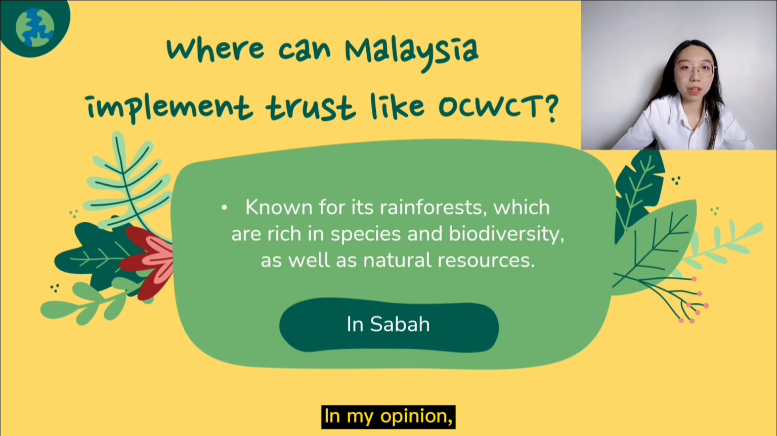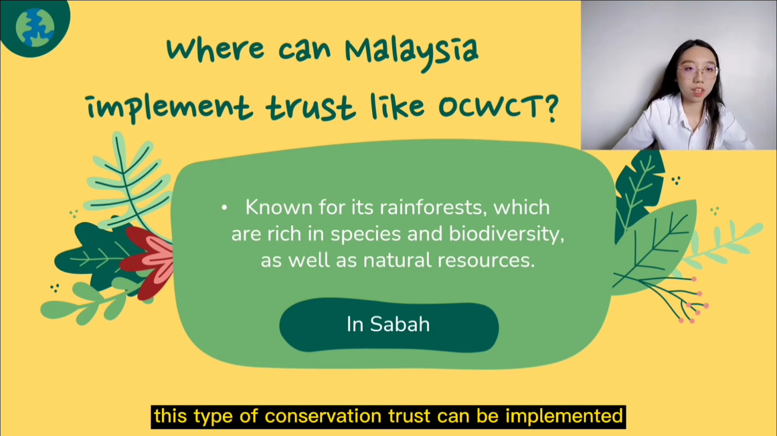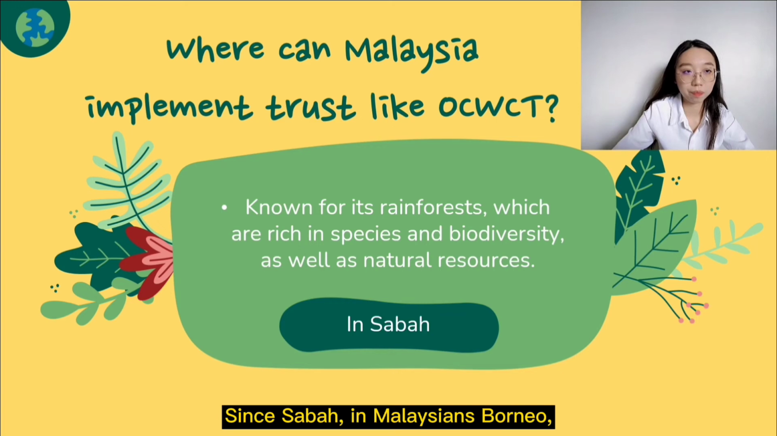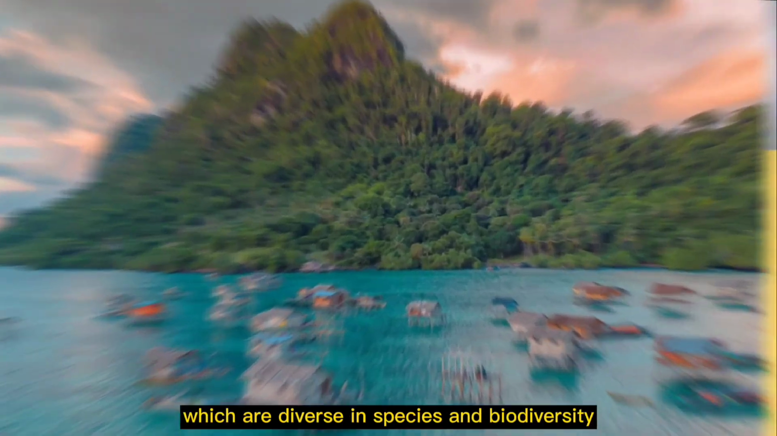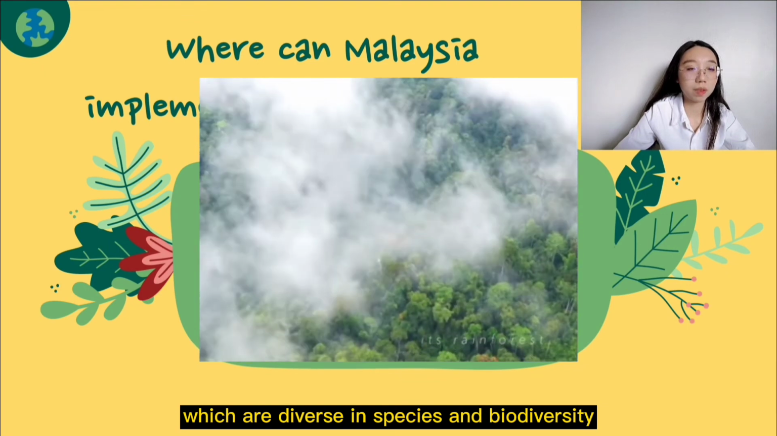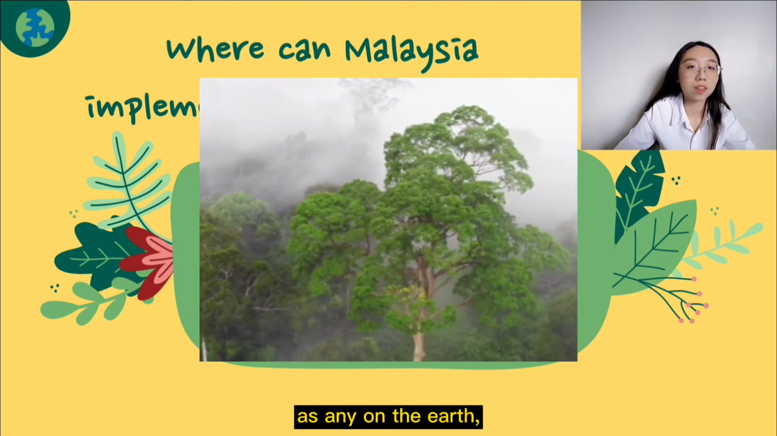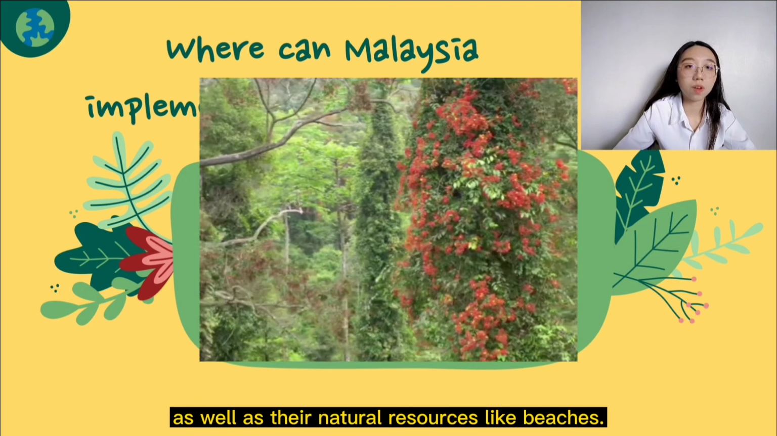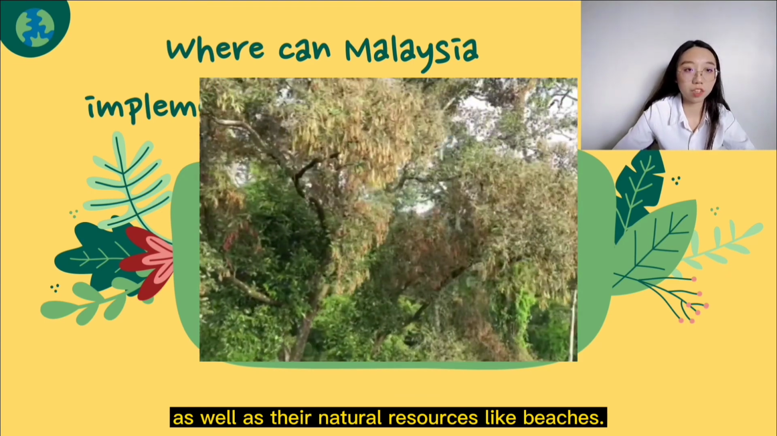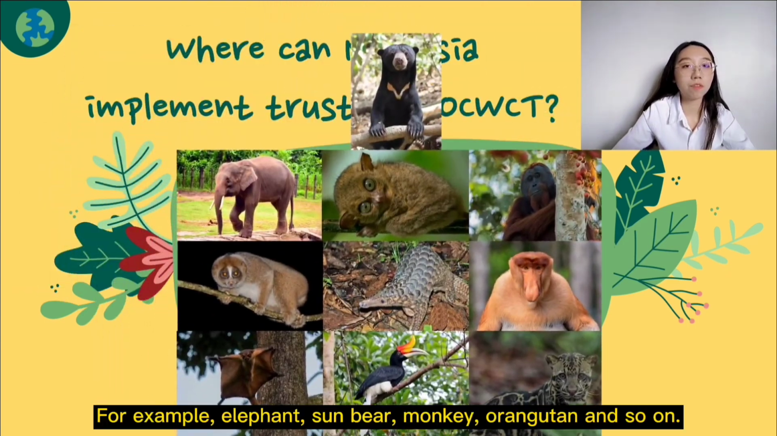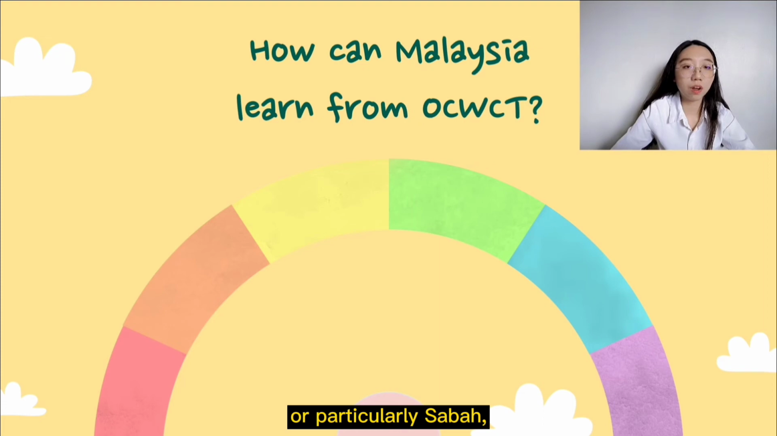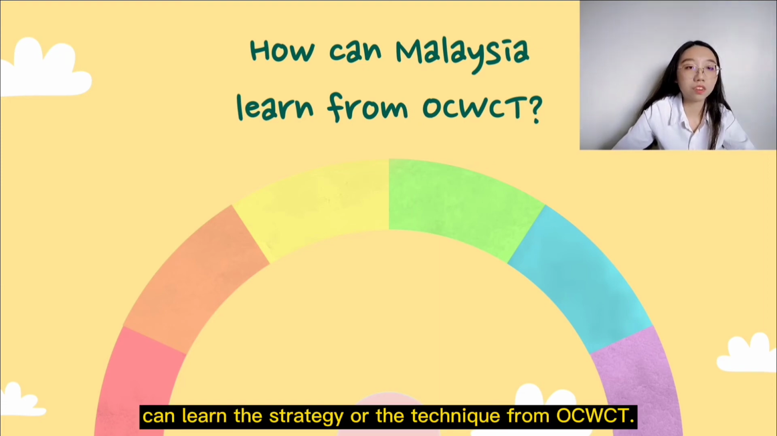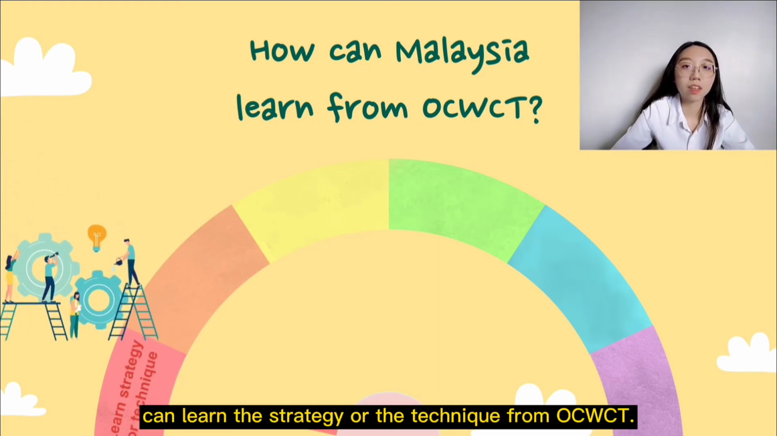In my opinion, I think this type of conservation trust can be implemented in Sabah. Since Sabah in Malaysia's Borneo is known for its rainforests, which are as diverse in species and biodiversity as any on earth, as well as natural resources like beaches. For example, elephant, sun bear, monkey, orangutan, and so on. Therefore, I reckon that Malaysia, or particularly Sabah, can learn the strategy or technique from OCWCT.